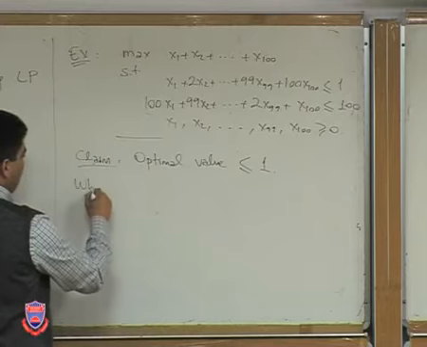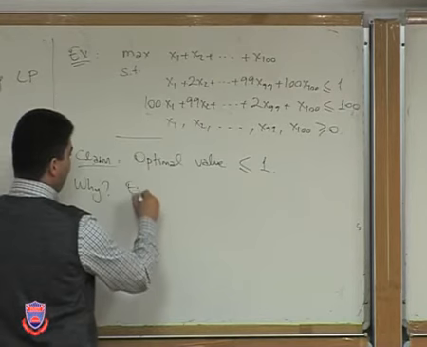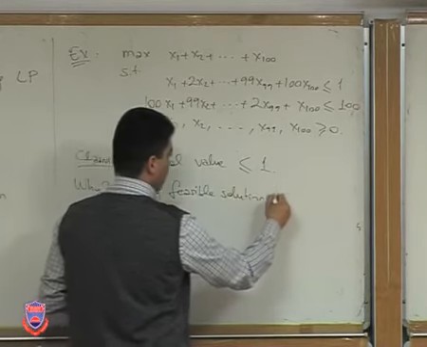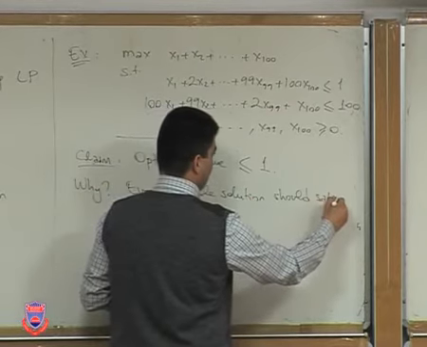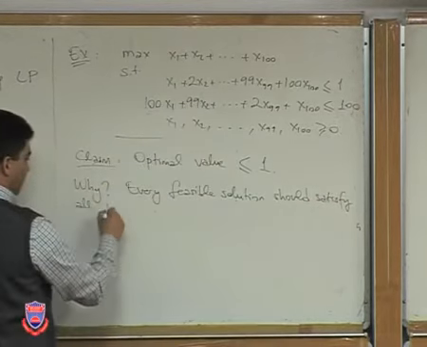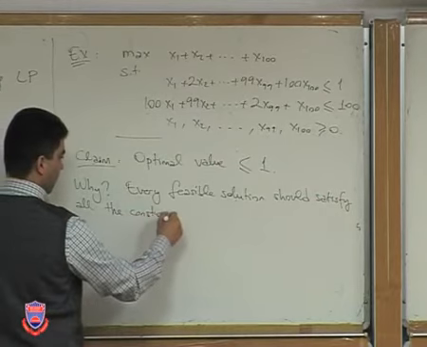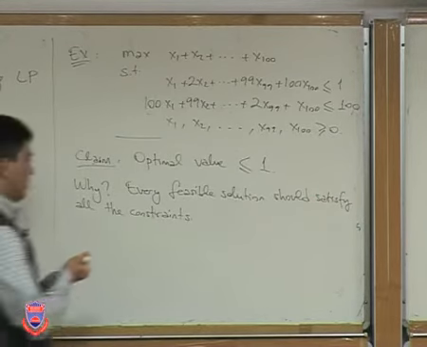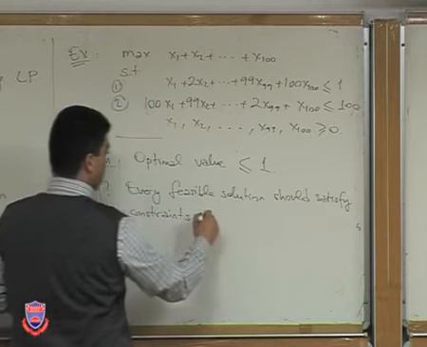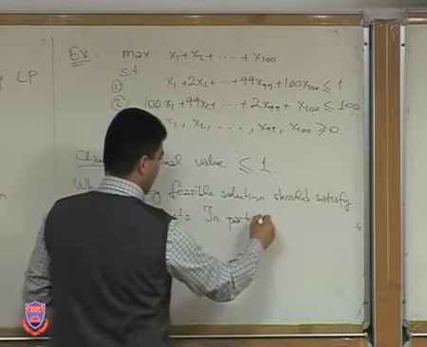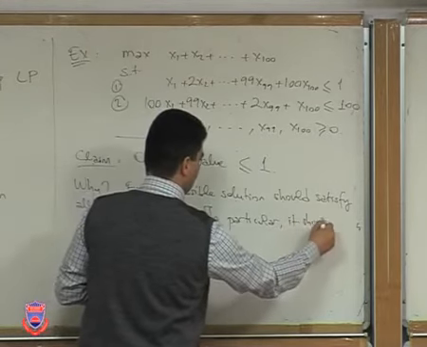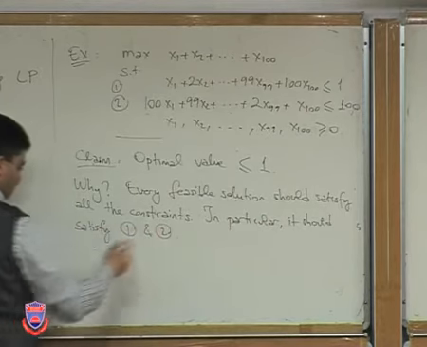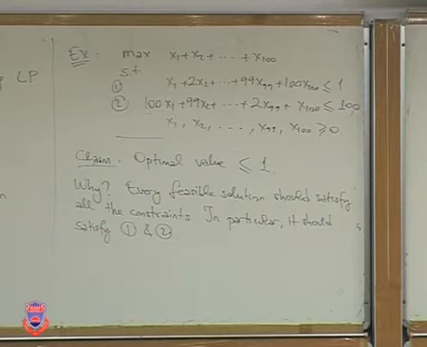And why is this true? Well, every feasible solution should satisfy all the constraints by definition, right? And in particular, it should satisfy the first two constraints. Let me call them 1 and 2. So in particular, it should satisfy 1 and 2. Here 1 refers to the first constraint, and 2 refers to the second constraint.